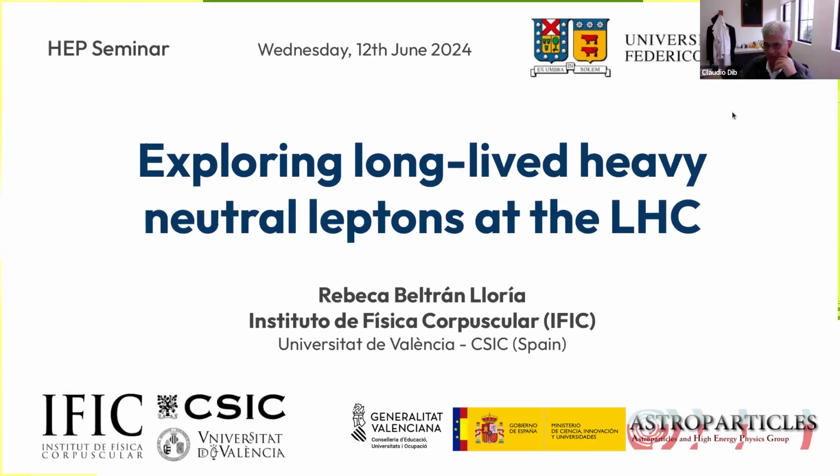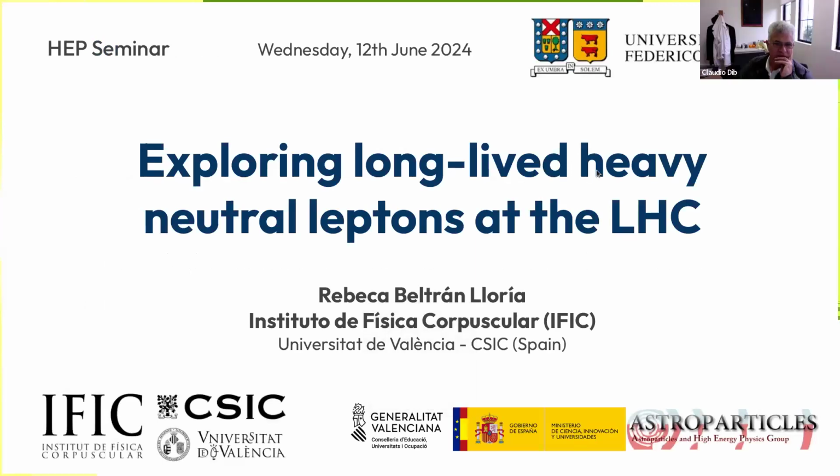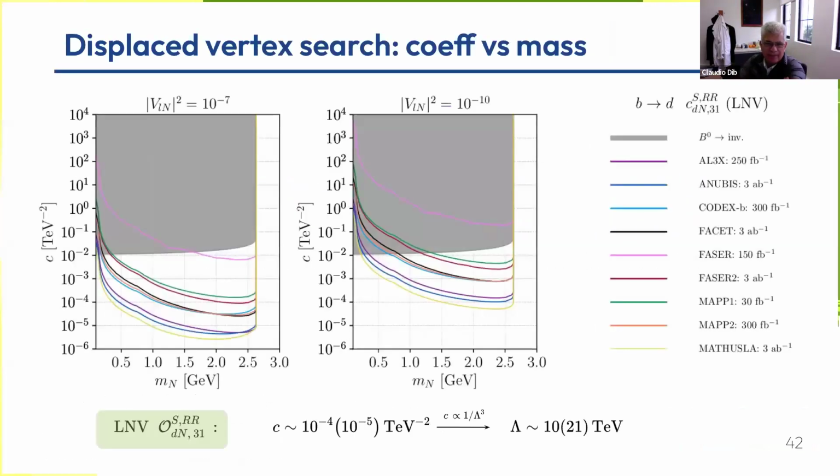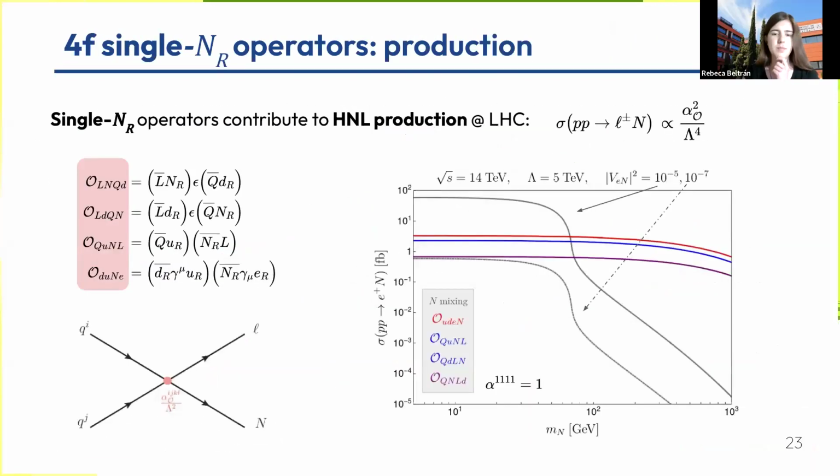Yes, I have a question. Rebecca, very nice talk. Let me see, on page 23. The production there. Yes, here. You have this cross section of pp to production of N, and it has a big drop there at a mass of a little bit below 100 GeV. Why is that?